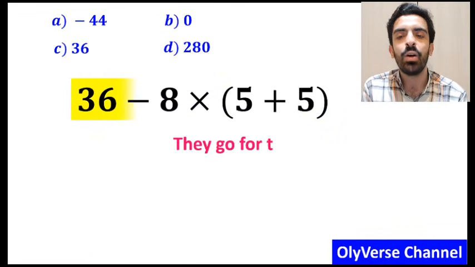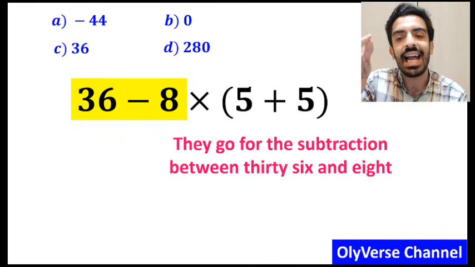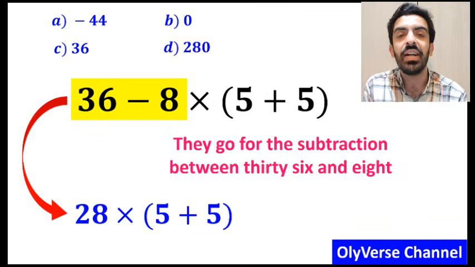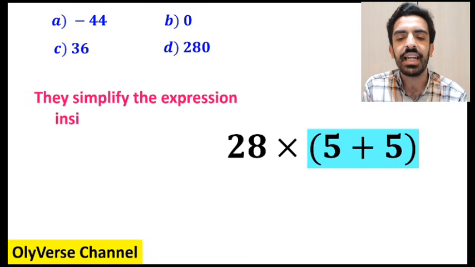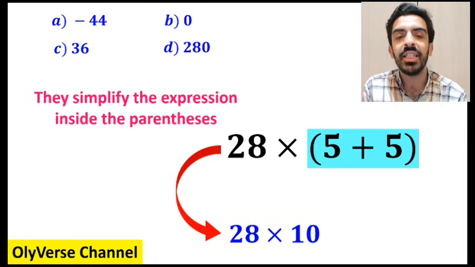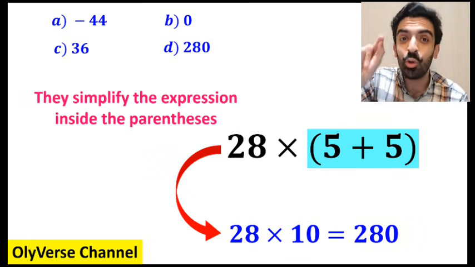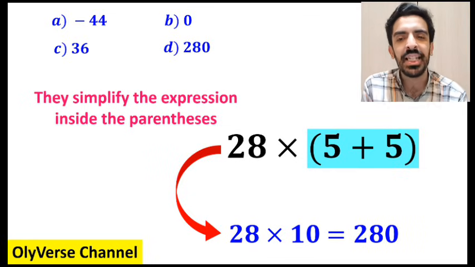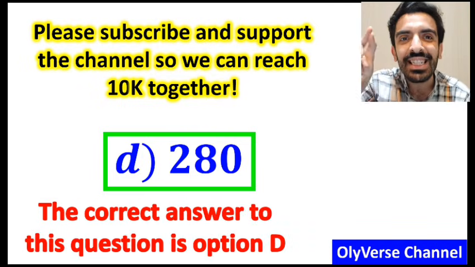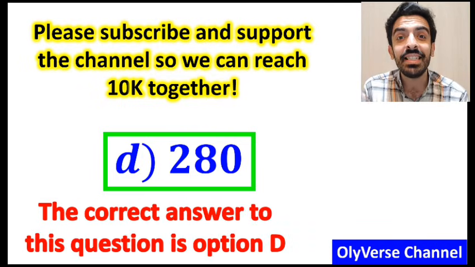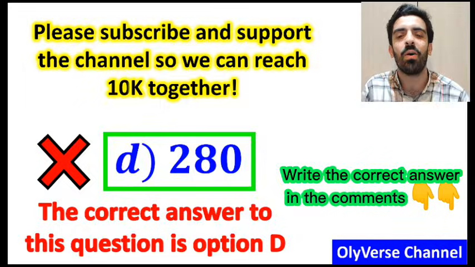And the next step, they go for the subtraction between 36 and 8, which I have highlighted in yellow. And instead of this expression, they write 28 multiplied by (5 plus 5). And the final step, they simplify the expression inside the parentheses and replace it with 28 multiplied by 10, which finally gives them the answer 280. And immediately, they quickly say that the correct answer to this question is option D. However, this answer is absolutely wrong.